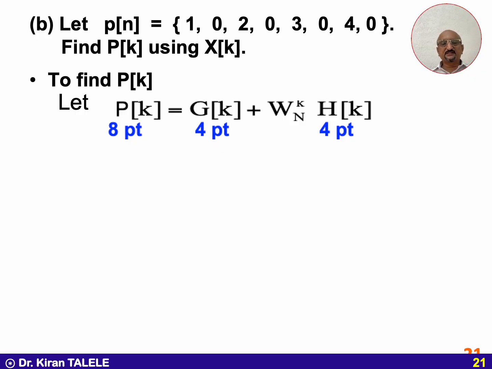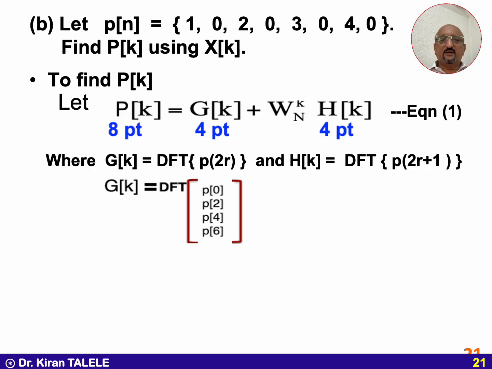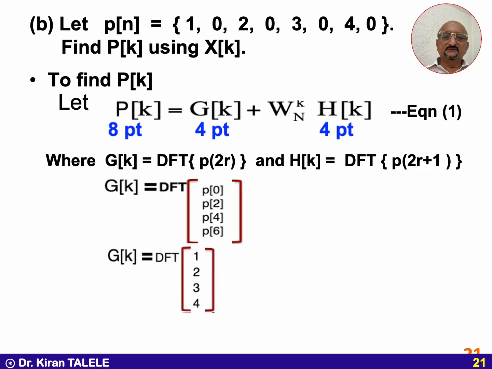That relationship you have to exploit using the DITFFT algorithm. So to find this P of k, we'll start with the DITFFT equation. P of k equal to G of k plus W_N raised to k H of k. X of k we already calculated. Now we have to write P of k equal to G of k. What is G of k? G of k is the DFT of p of 2r. p of 2r means p of 0, p of 2, p of 4, p of 6. That is 1, 2, 3, 4. And that is exactly the same as x of n. That means the DFT of 1, 2, 3, 4 is X of k.